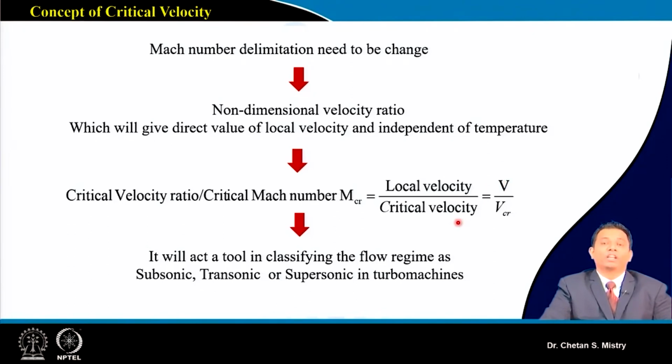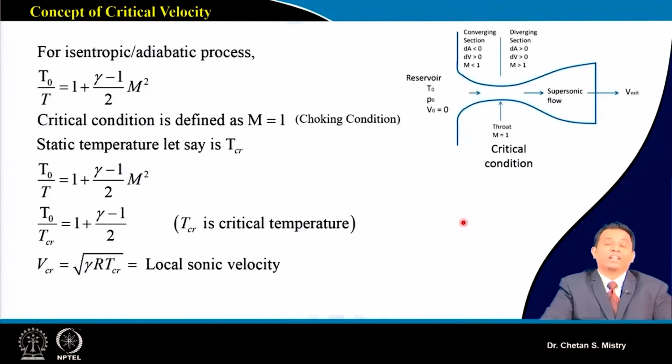Now you might have studied in your fundamentals of aerodynamics or in gas dynamics or advanced gas dynamics. There also we have discussed this critical Mach number. Now we will see what exactly is the use of this critical Mach number. If we use this kind of velocity ratio, then we are able to understand whether the flow in my turbo machines is subsonic, transonic or supersonic, and that's very important. So let's see how we understand that part.